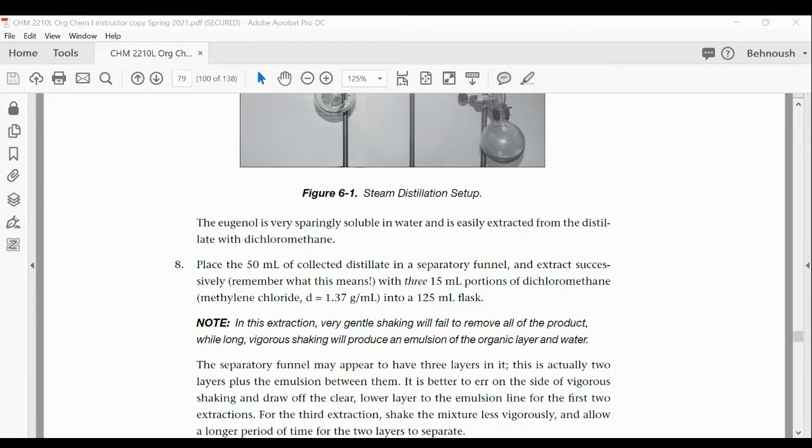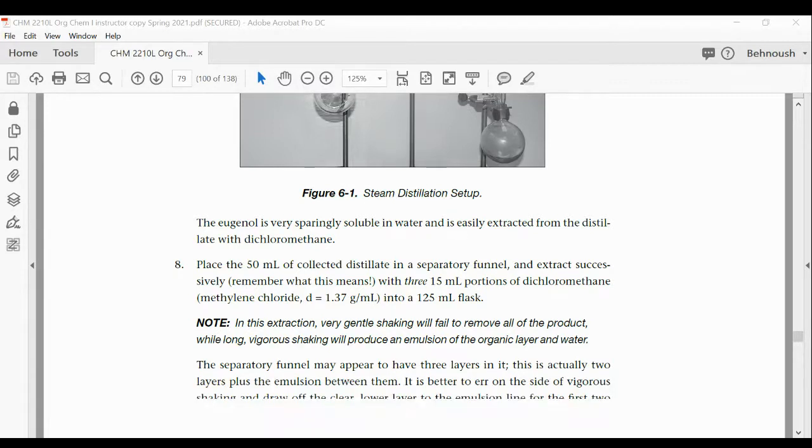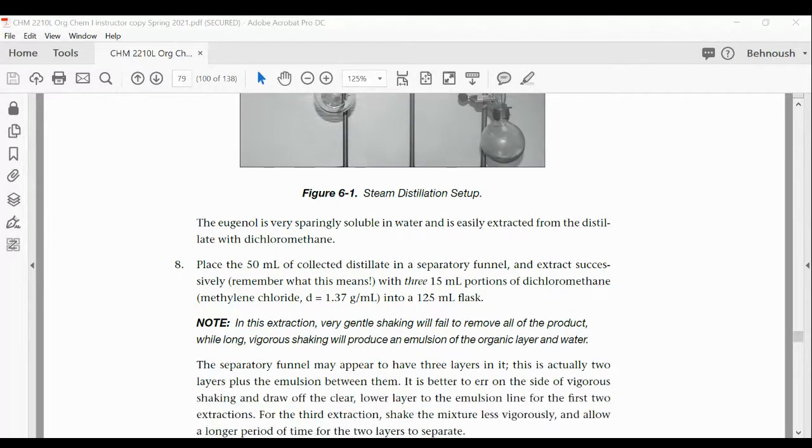Then you are going to separate. You do two extractions with the methylene chloride. You're going to collect it and add calcium chloride. What's the purpose of using calcium chloride added to the methylene chloride solution? What you have in the methylene chloride layer is eugenol plus methylene chloride. Then you add calcium chloride. What's the purpose of using calcium chloride?